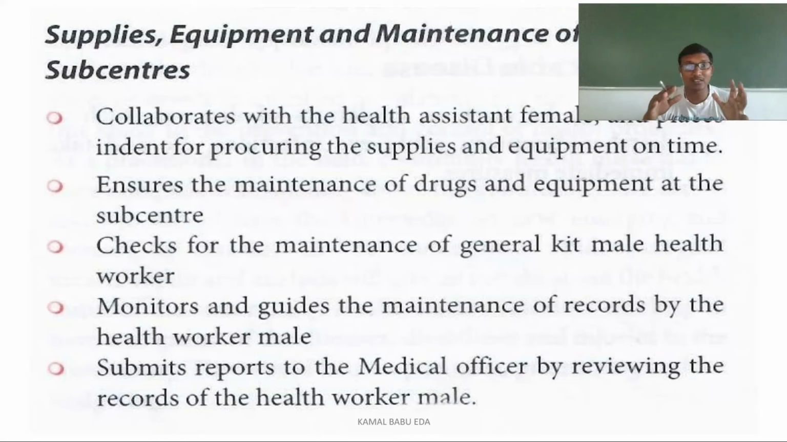As we have discussed, he should collaborate with the female health worker. The female health worker checks the indent and provides supplies to the sub center on time. As a health assistant, he should coordinate with the female health worker, and they both should ensure that the equipment needed by the sub centers and PHCs is being met or not. It is their responsibility. He should check the maintenance of the generalized kit for the male health worker, and check whether records and reports are being maintained in an appropriate manner. He should submit the monthly report to the medical officer by reviewing the records of the health worker male.